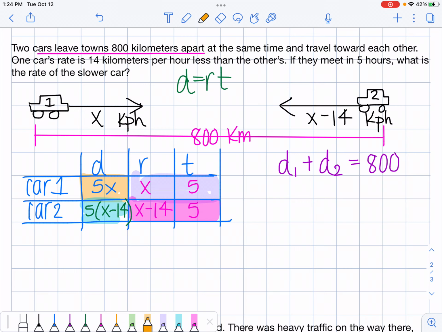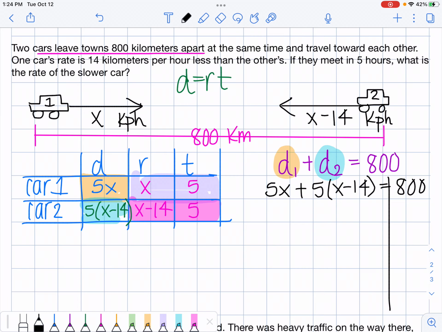Now I can fill in the information. This is going to be my distance for car 1, and this is going to be my distance for car 2. So I'm going to write in here 5x, and in this spot I'm going to write 5 times x minus 14 equals 800. Now, to solve, first thing I have to do is distribute this 5. So I get 5x plus 5 times x is 5x, and 5 times negative 14, you're welcome to use the calculator, is negative 70.